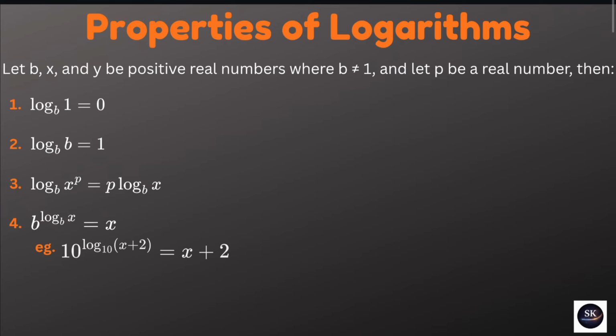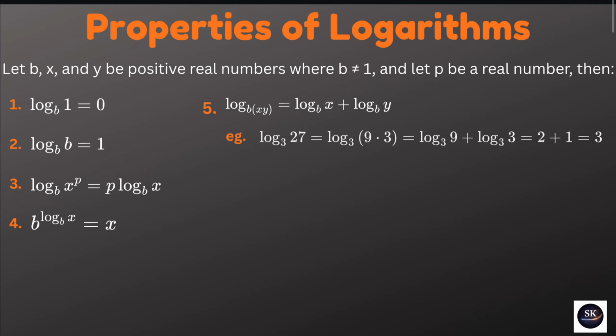Fourth property. This property is applicable when log is an exponent of a number and the base of that log is same as that number. So b raised to log x to the base b equals x. You can keep it in mind as the b raised to log to the base b gets cancelled out and only x remains. Same is evident in the example. That is 10 raised to log x plus 2 to the base 10 equals x plus 2. Here 10 raised to log to the base 10 gets cancelled and x plus 2 remains, which is the answer.